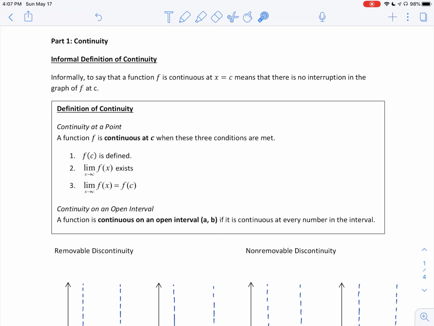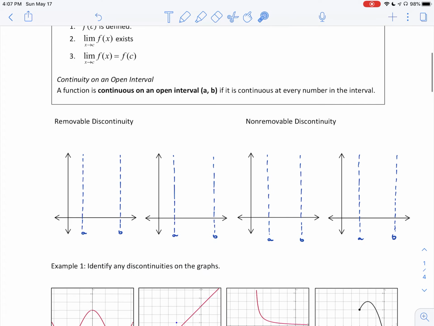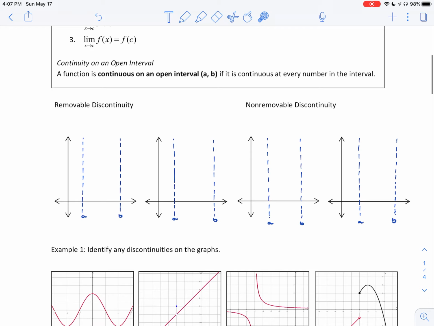But of course, if you can prove that a function is continuous at every single point, then the function is continuous everywhere. I want to show you a couple different types of discontinuities that can happen in a graph. We're going to differentiate between what's called a removable discontinuity and a non-removable discontinuity. We're always just going to be looking for these on an interval from a to b.